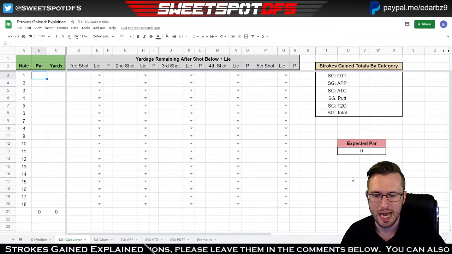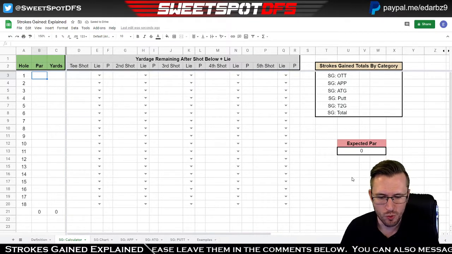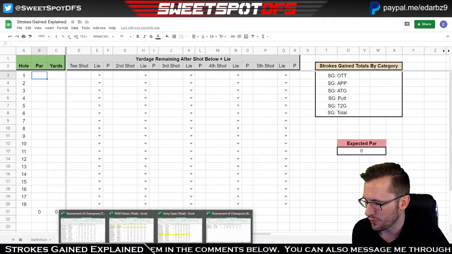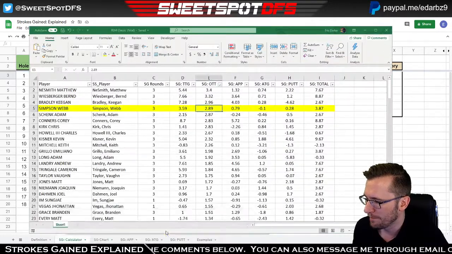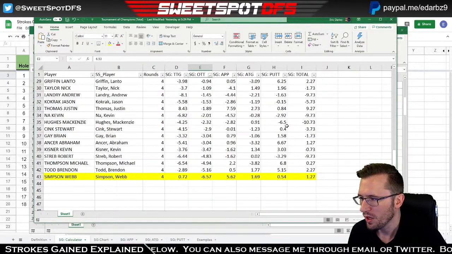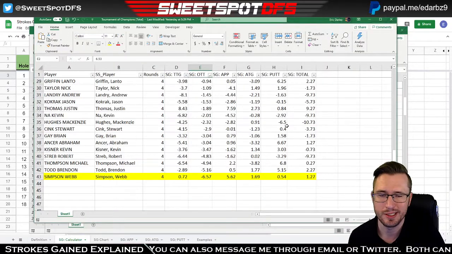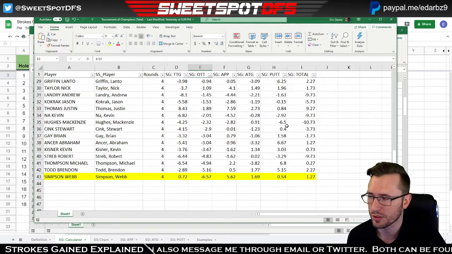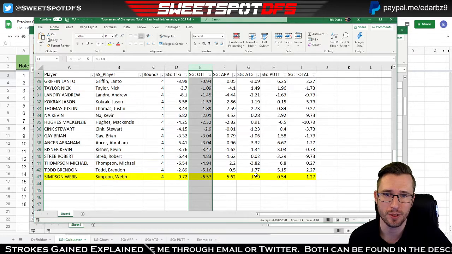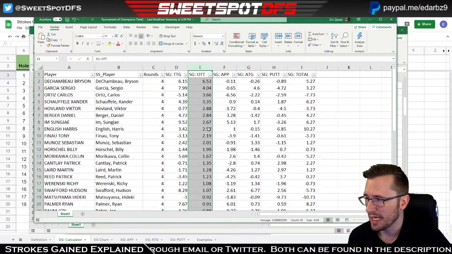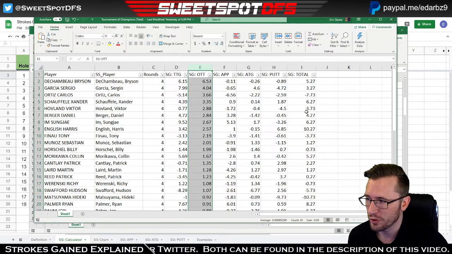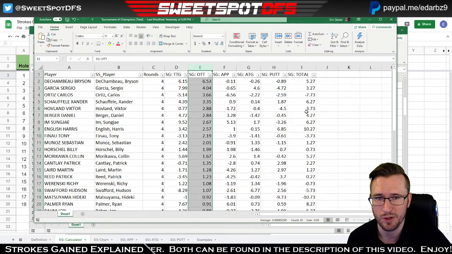The issues that I have with strokes gained, the first one of them being it doesn't account for strength of field. And I'm going to bring up 3 examples. All have Webb Simpson in them. Webb Simpson lost 6.57 strokes tee to green at the Tournament of Champions. He was in the same field as Bryson DeChambeau, who obviously is trying to revolutionize the game with his distance, at 6.53.